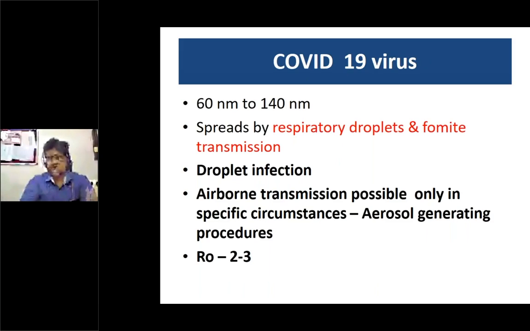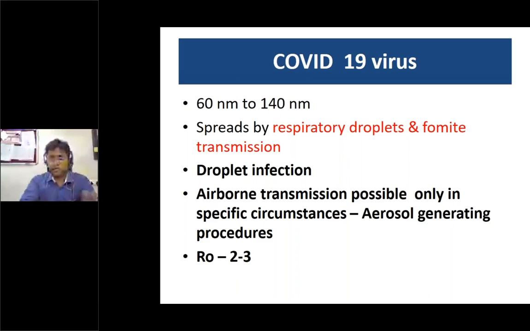The COVID-19 virus, which we are going to talk about in specific, measures about 60 nanometer to 140 nanometer in size. This is similar to our influenza virus. This is a large and heavier particle. It is spread mainly by respiratory droplets and fomite transmission, as we all know. This is the classical type of droplet infection. This is not an airborne type of infection. The airborne transmission is only possible in specific circumstances like aerosol generating procedures and nowhere else.